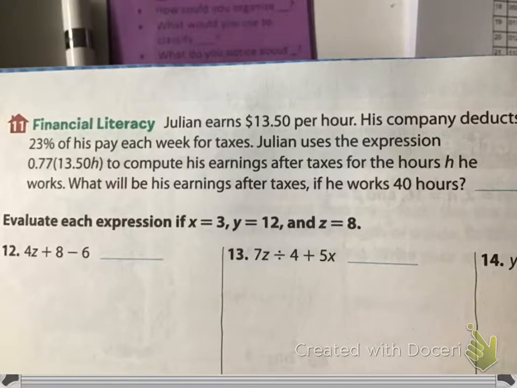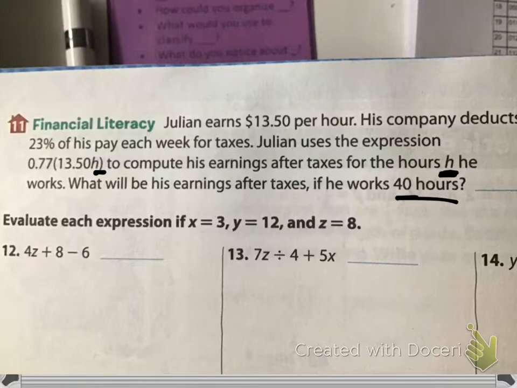Number 11 is a little tricky. Let's look. Julian earns $13.50 per hour. His company deducts 23% of his pay each week for taxes. Julian uses the expression 0.77 times 13.50H to compute his earnings after taxes for the hours, which is H, that he works. So what will be his earnings after taxes if he works for 40 hours? So 40 hours, what am I plugging in for hours? What am I plugging in for hours? You can tell me, Hannah? I am plugging in H for hours, but what is H equal to? Lucy? 40. I plug it in.